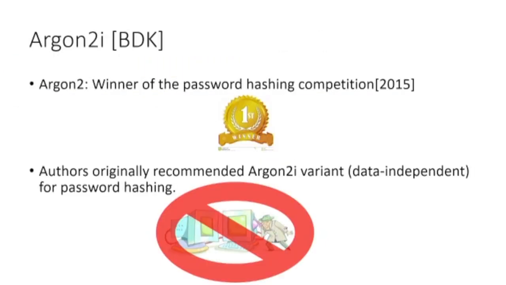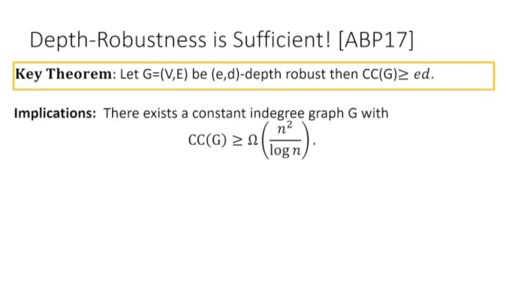Okay, so that's the bad news. Let me tell you about some of the good news. So the good news is if you're trying to design a secure data independent memory hard function, it's actually sufficient to start with a depth robust graph. And once you have a depth robust graph, you immediately get a construction of a secure data independent memory hard function. So in particular, if your graph is ED depth robust, then the cumulative cost to pebble this graph is at least E times D.